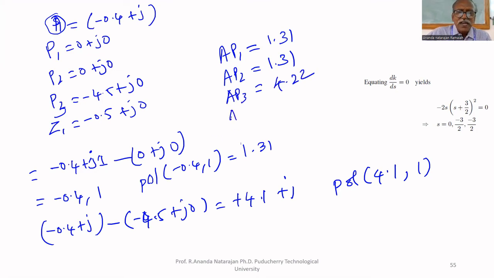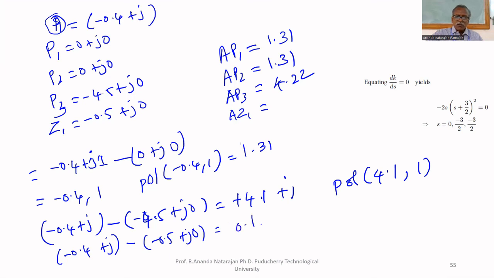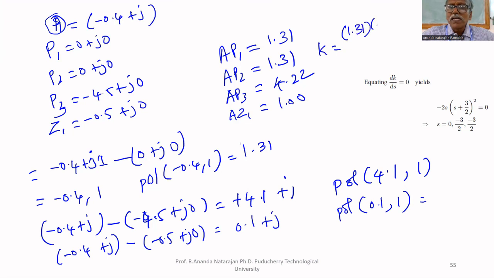Now we have to find the distance from A to Z1. Again, you subtract minus 0.5 plus j0 from minus 0.4 plus j, which equals plus 0.1 plus j. What is the distance? Pass 0.1, comma, 1 to polar coordinate. How much are you getting? 1.00. Therefore, K equals 1.31 multiplied by 1.31 multiplied by 4.22 divided by 1.0.